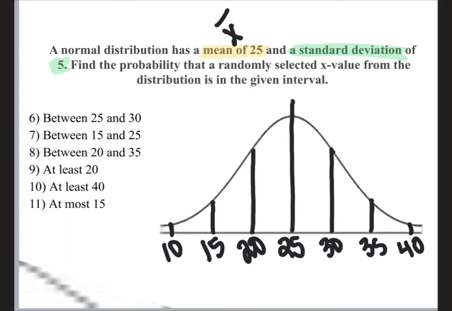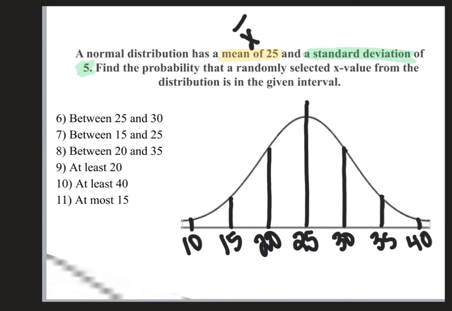Okay, so now I need to find probabilities to answer these 6 questions to the left, okay? So my first one, number 6, I'm gonna do in red. Okay, I need to find the probability between 25 and 30. Well, that one's easy, okay? That's 34%. Going back to your normal curve that we went over at the beginning, okay?